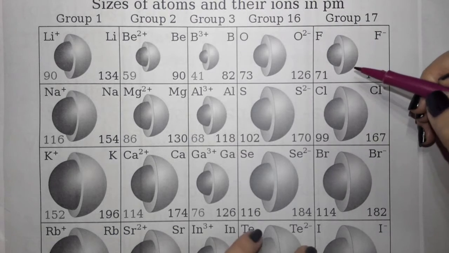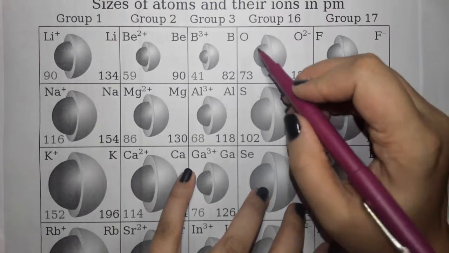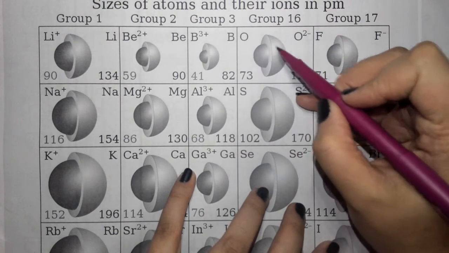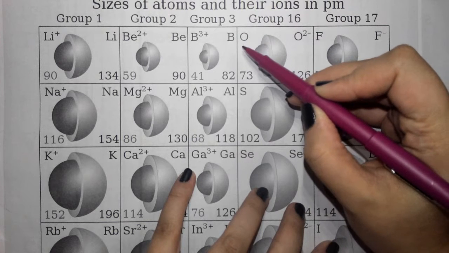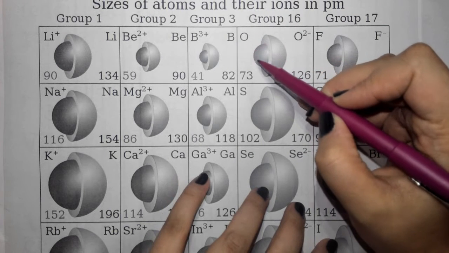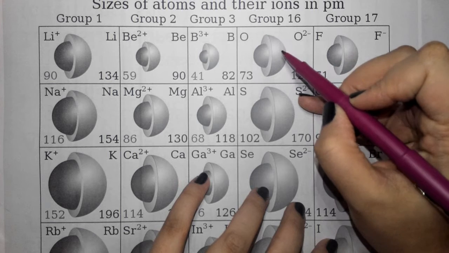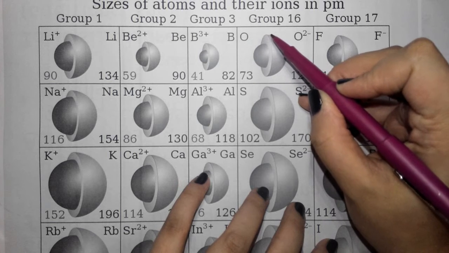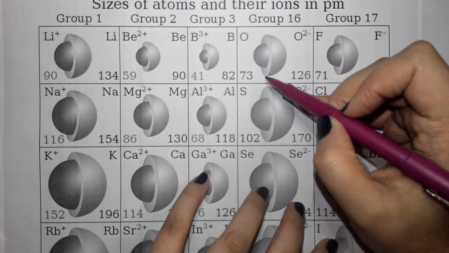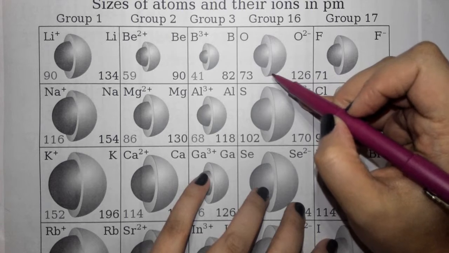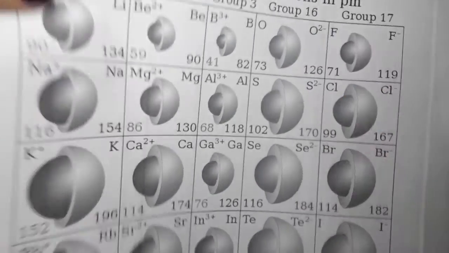Whereas when I'm looking at anions, they are going to get larger. So if I look at oxygen's neutral atom and it gains 2 electrons, the radius is going to get larger because there's more electrons to repel each other, pushing further apart, creating a larger radius.